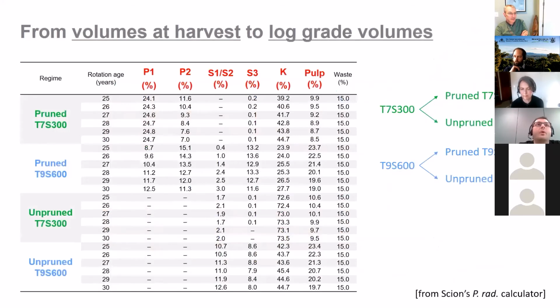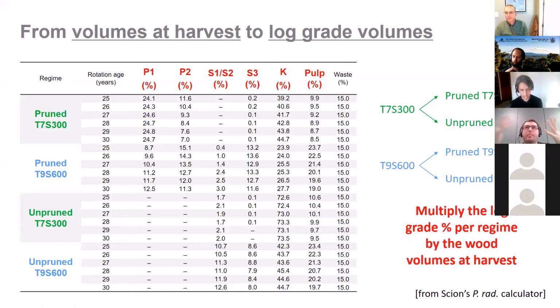We also converted those volumes at harvest to log grade volumes, because at the end of the day, these are the volumes that we can assign a value to. We considered 6 different log grades here: P1, P2, S1, S2, and so on. By playing with the proportion of these log grades associated with the volumes at harvest, we could go from 2 initial regimes to 4 regimes. For each of these 2 regimes, we have them pruned and unpruned, and this is how the log grade proportions apply to the volumes of these 4 regimes.